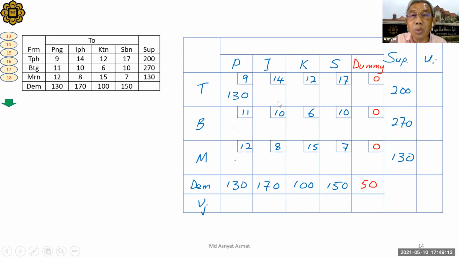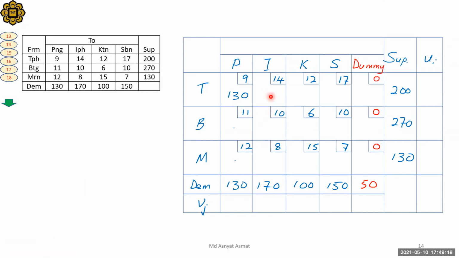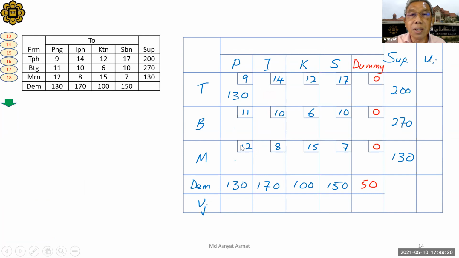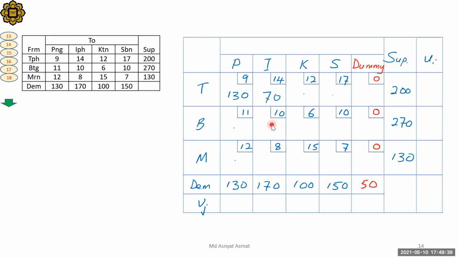The next northwest is 70 here. All 200 being used up, so we do not need anything more from here. From here, the next northwest is here. That means we are left with this one.